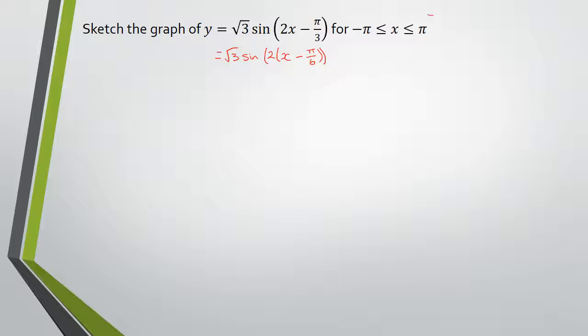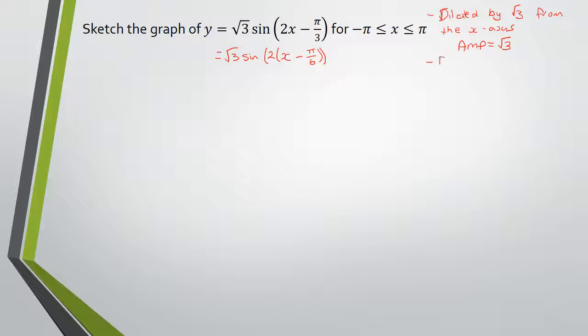Let's just make a quick list of the transformations. So the square root of 3 tells us it's been dilated by square root of 3 from the x-axis, which we know affects the amplitude. So this is telling us that the amplitude of our function will be the square root of 3.